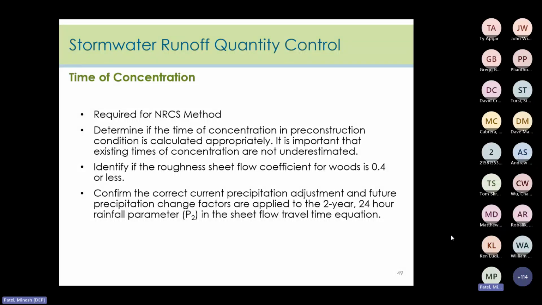As a reminder, again, you will need to use the current precipitation adjustment factor and future precipitation change factor tables found in Chapter 5 to calculate the travel times for current and projected storm events using the 2-year, 24-hour storm event, which will be used to calculate the P2 parameter. So look back through the handouts for the calculations presentation for Module 2 for more information on the correct way to calculate time of concentration.